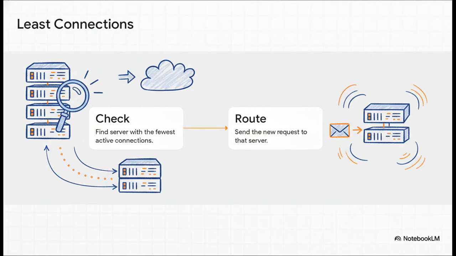But wait a minute. What if some requests are way harder than others? You know, one request is simple, the next one is super complex. Round robin doesn't really account for that. So a smarter approach is the least connections method. With this one, before sending a new request, the load balancer takes a quick peek and asks, okay, which server is the least busy right now? It finds the one with the fewest active connections and sends the new work there. It's a much more dynamic way to balance the actual workload in real time.